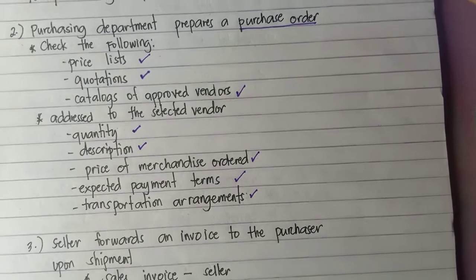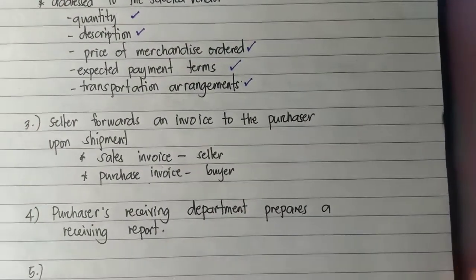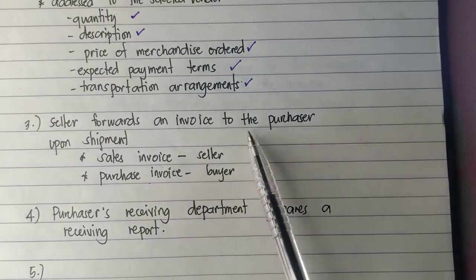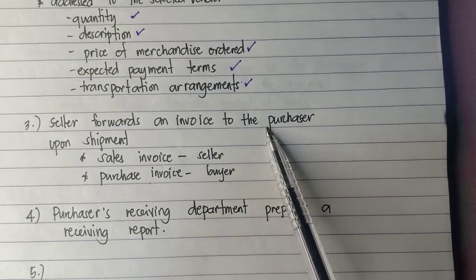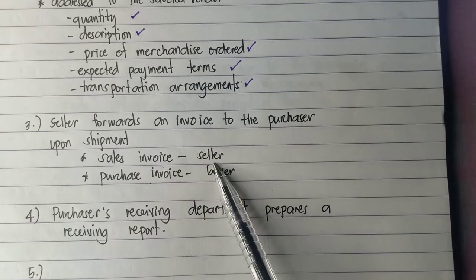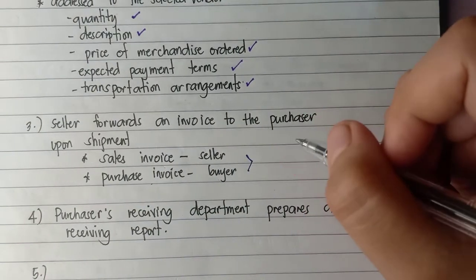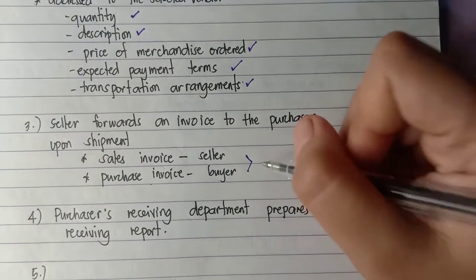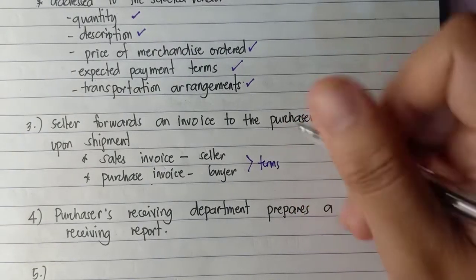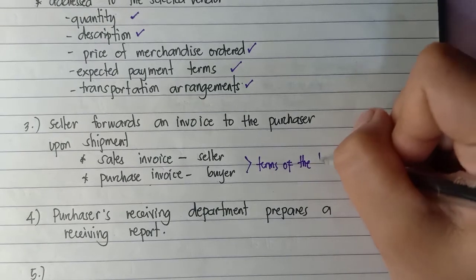The next is after the purchasing department prepares a purchase order, the seller forwards an invoice to the purchaser. The invoice is called a sales invoice on the part of the seller and a purchase invoice on the part of the buyer. So these two define the terms of the transaction.